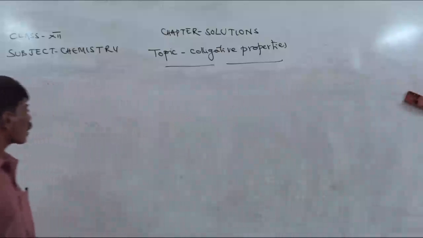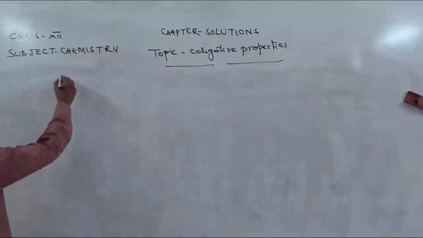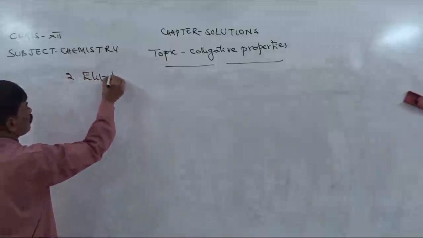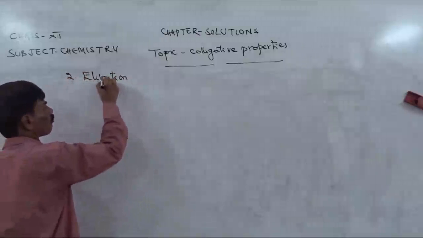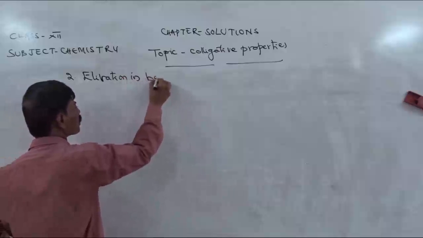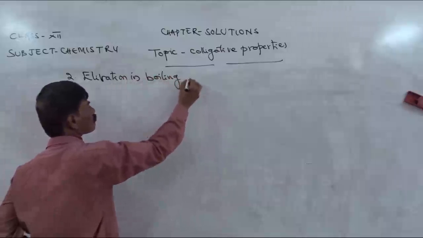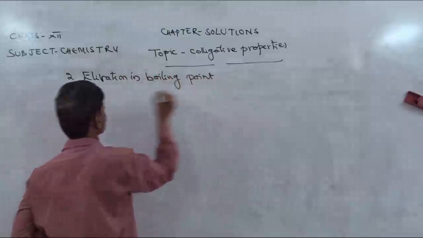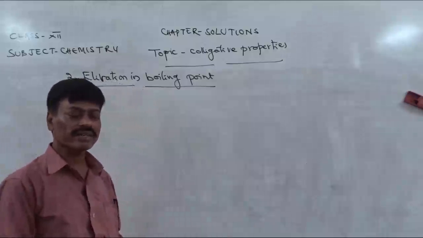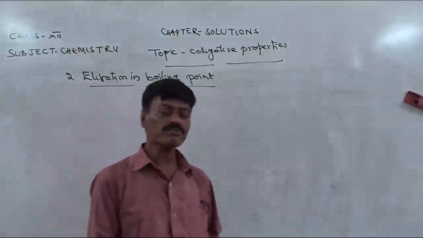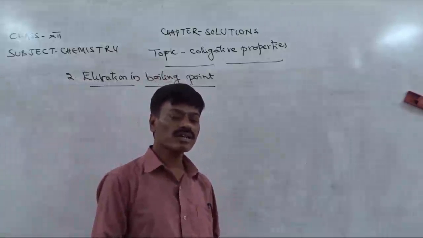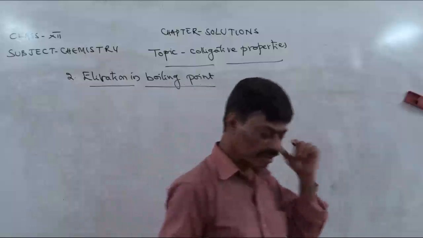Second colligative property is elevation in boiling point. So here elevation means increase in boiling point. When is the boiling point of a particular liquid substance enhanced or increased?